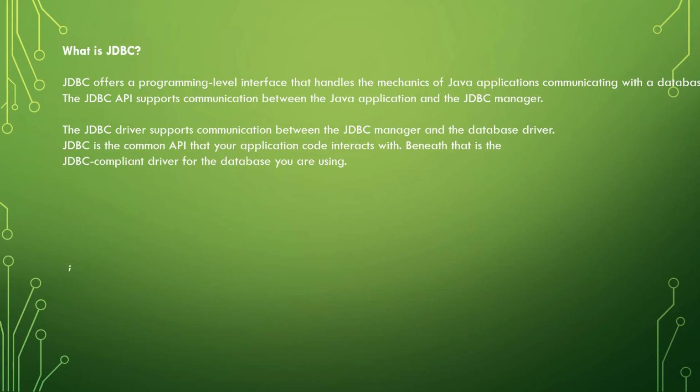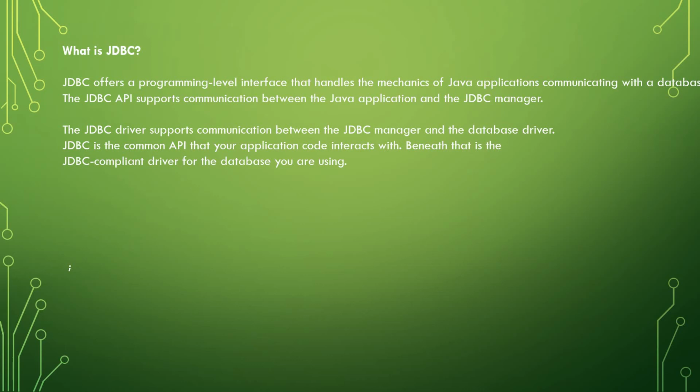The JDBC API supports communication between Java applications and the JDBC manager. So we have JDBC, a Java application, and a database. JDBC acts as an interface between your application and your database, and that interface has many layers. There's a JDBC manager, a JDBC driver, and a database driver. The JDBC driver supports communication between the JDBC manager and the database driver.